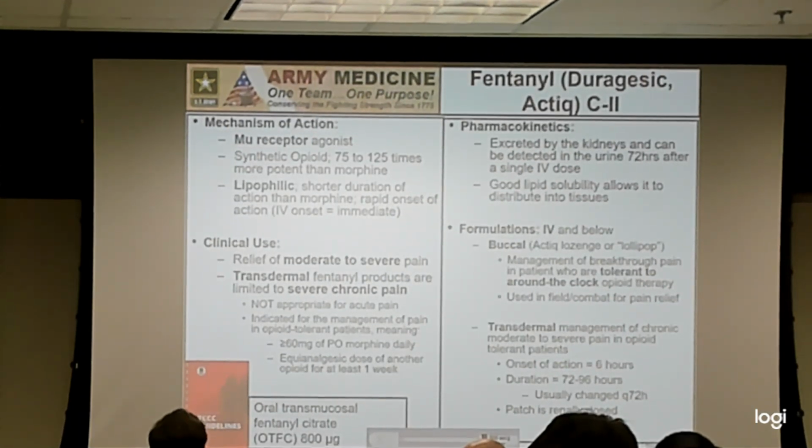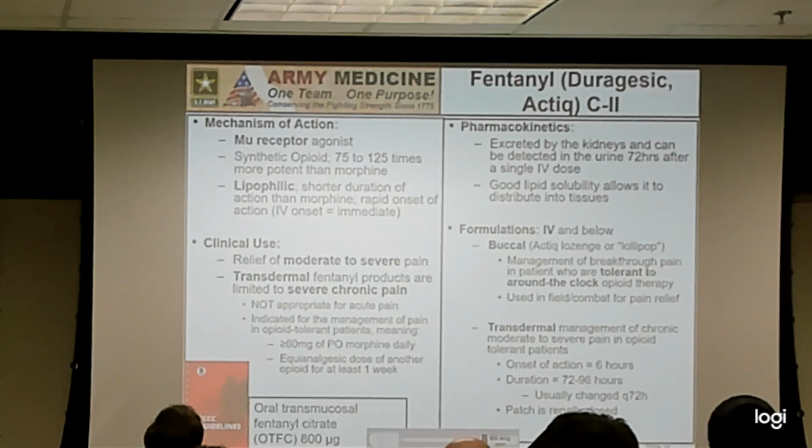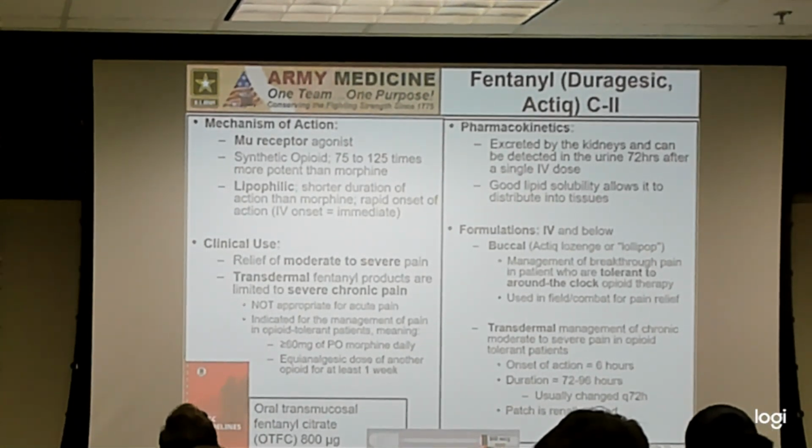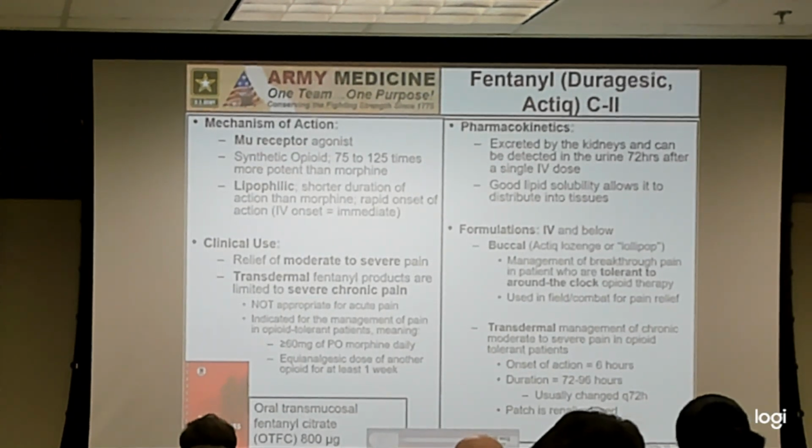Fentanyl is your friend. C2 medication, mu receptor agonist, okay? Lipophilic. So will it cross the blood-brain barrier? Yes. All right. Y'all so smart.